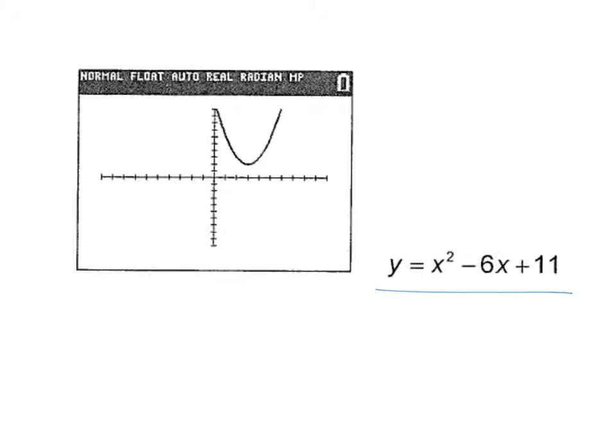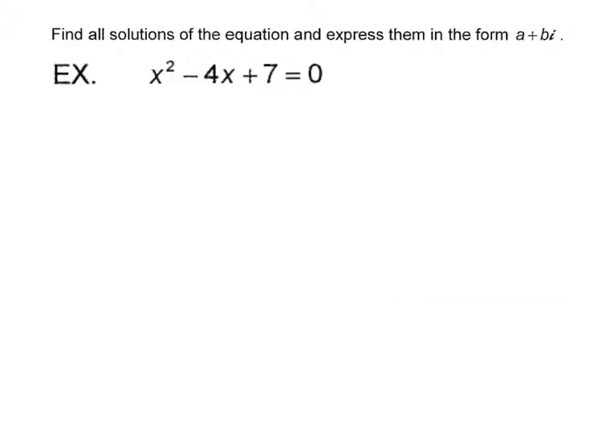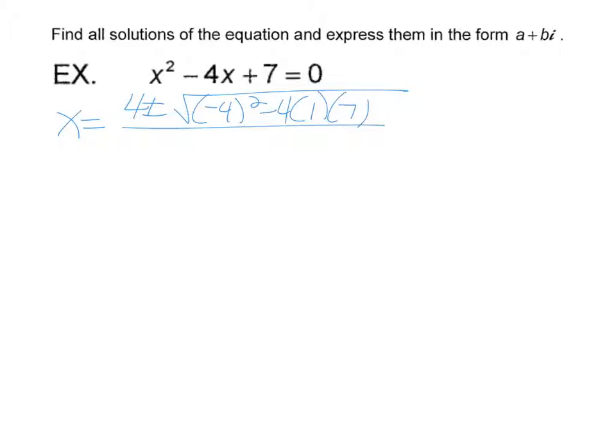We have to use the quadratic formula to solve this. So it says find all solutions and express them in the form of a plus bi. We're going to use the quadratic formula. So x equals negative 4 will be positive, plus or minus the square root of negative 4 squared minus 4 times 1 times 7, all over 2 times 1. Underneath the square root, you end up with a negative 12.